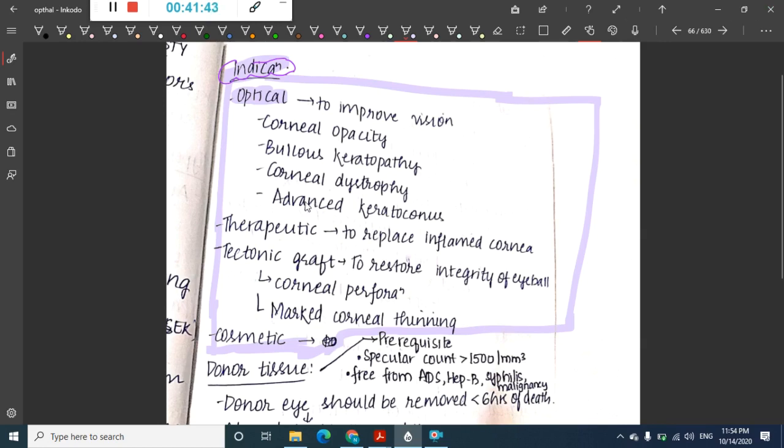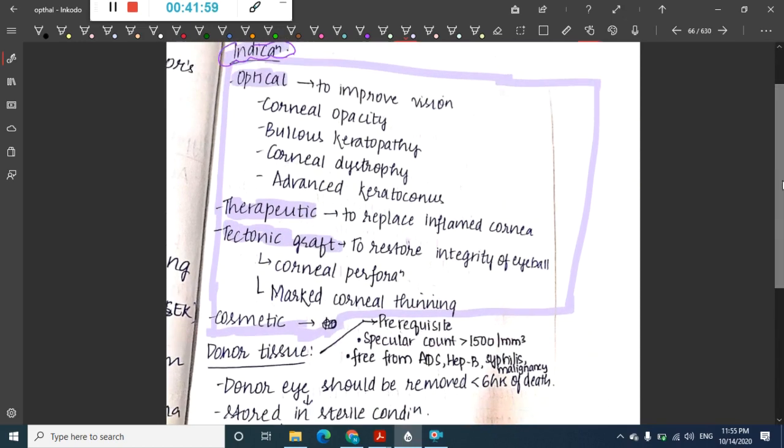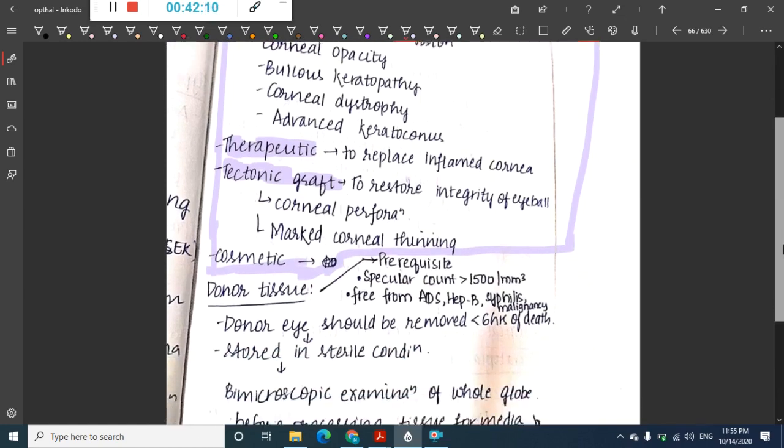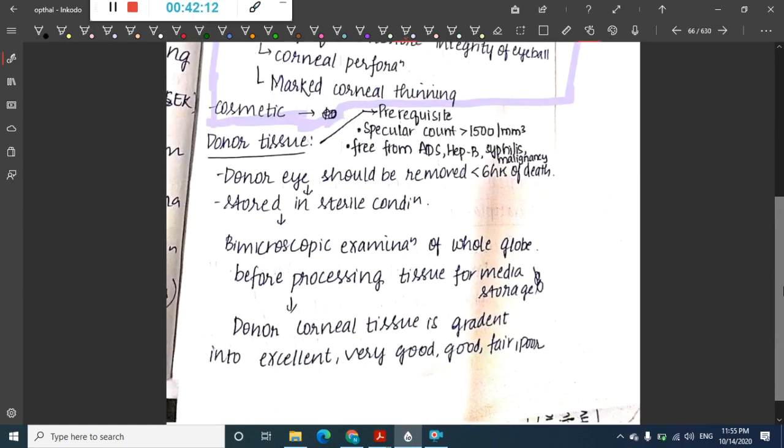Then it can be a therapeutic indication also. In therapeutic indication, it is done to replace the inflamed cornea. Then there is tectonic graft. In order to restore the integrity of the eyeball, especially in corneal perforation or marked corneal thinning, along with tectonic graft, we can also use this corneal transplantation. Then it can be done for cosmetic issues.